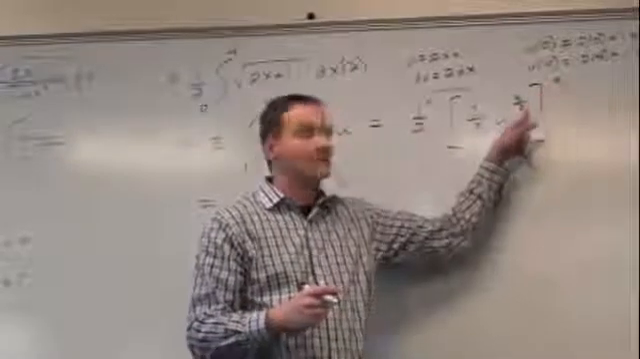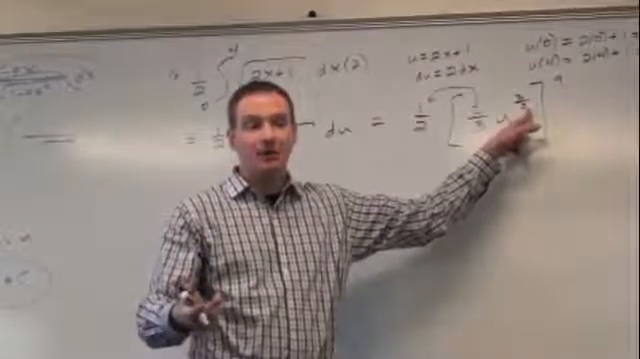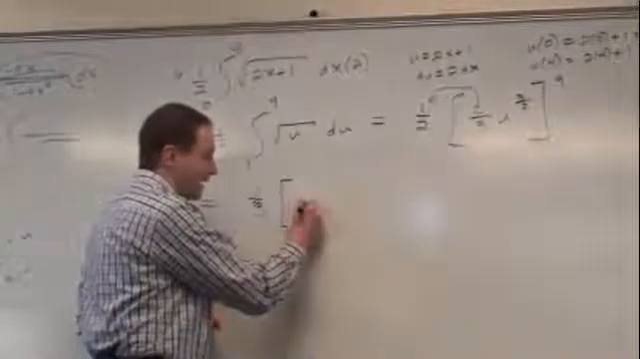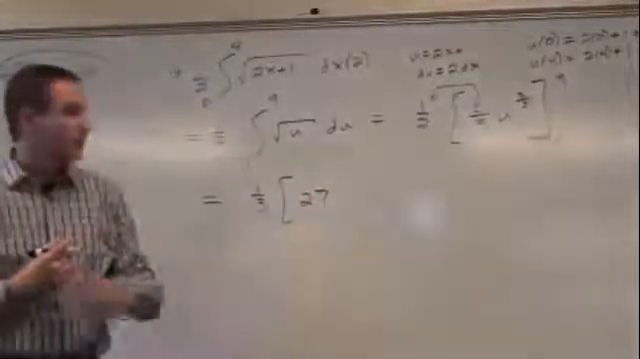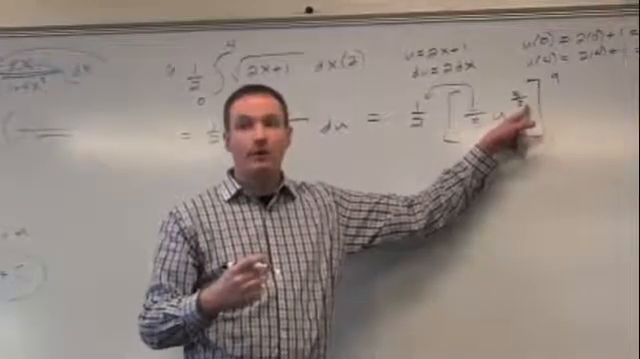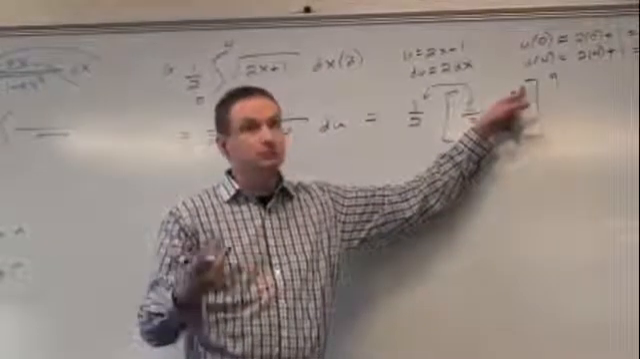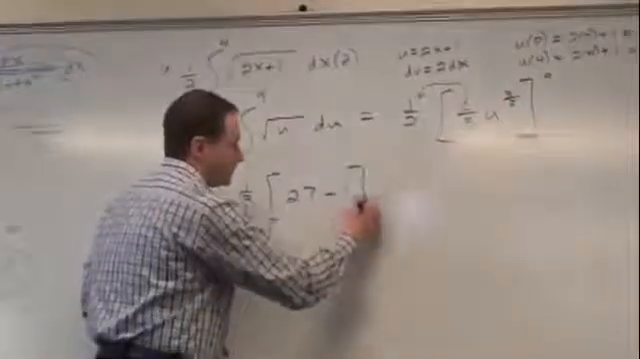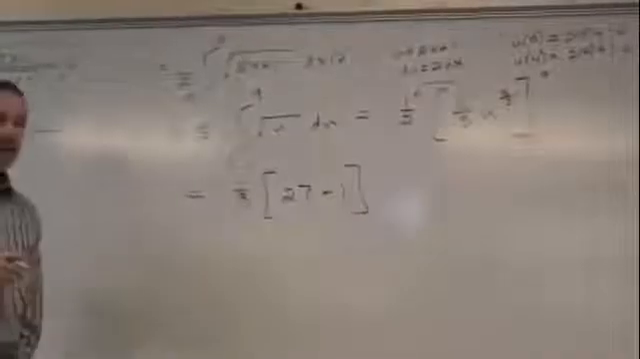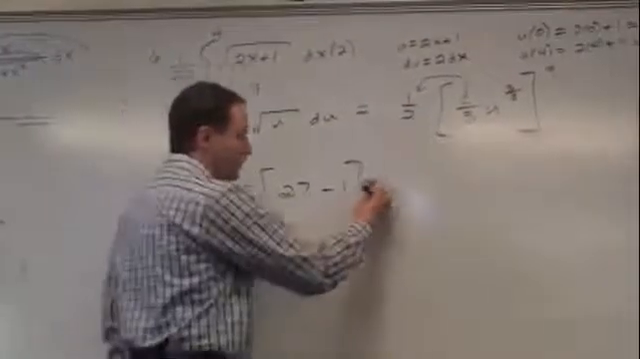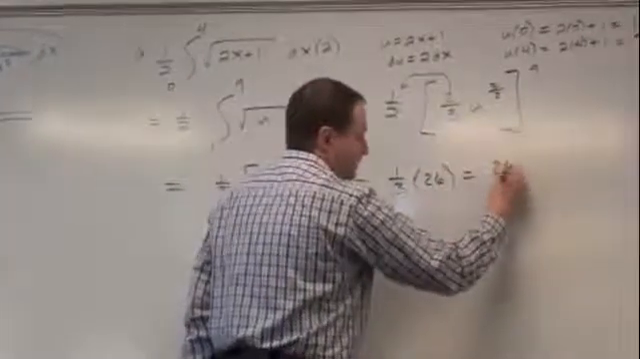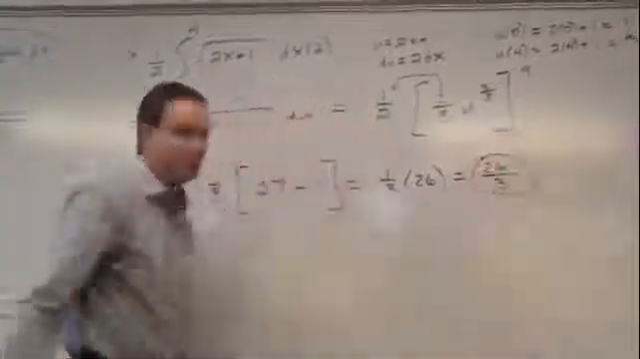So that's the square root of 9. Square root of 9 is 3. 3 cubed, 27. So when I evaluate it at 9, I get a 27. When I plug the 1 in there, the square root of 1 is 1. 1 cubed, still 1. So when I evaluate at the upper limit, I got a 27. Evaluate the lower limit, I got the 1. So I'll get 1/3 times 26, or 26 over 3, for your final answer there.